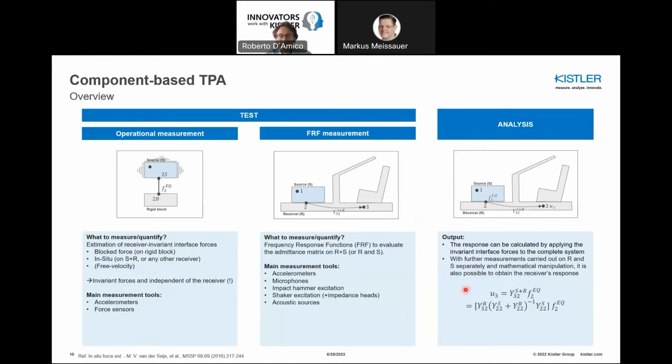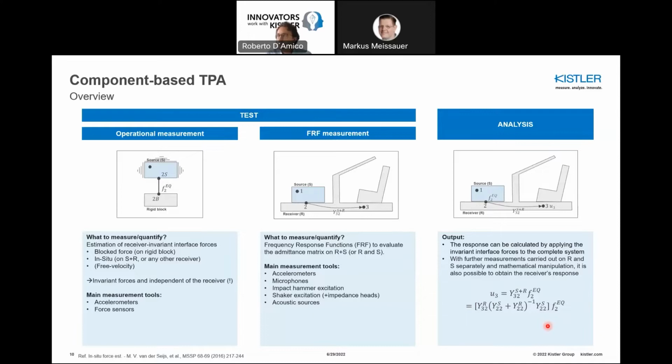But if you apply some clever mathematics to the formulation, you can actually decouple the source and the receiver. Of course, as you see here in the formulation, I'm not going to go into the details, but basically you will have to evaluate the transfer function on the receiver alone and on the source alone. And this will allow you to get to a very powerful conclusion because you're going to be able to exchange, for example, various sources.